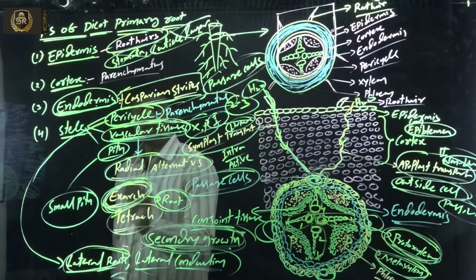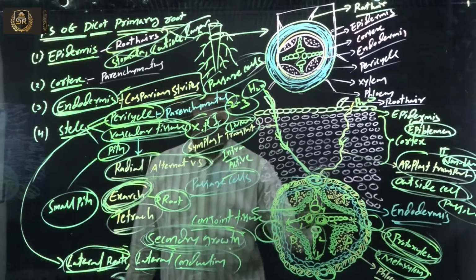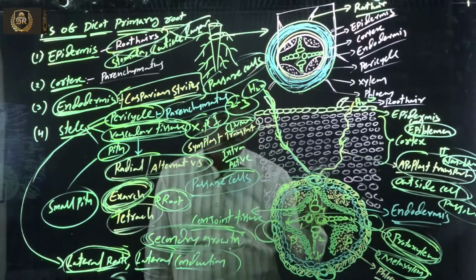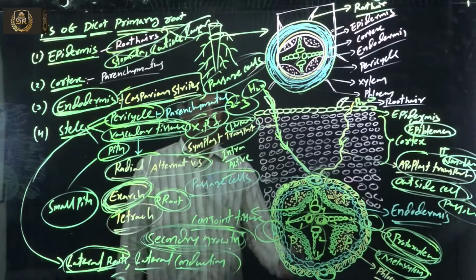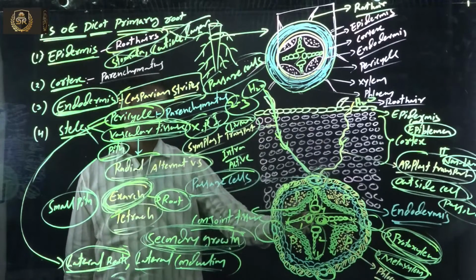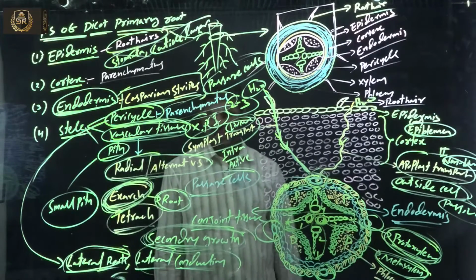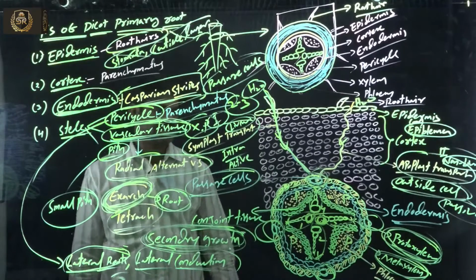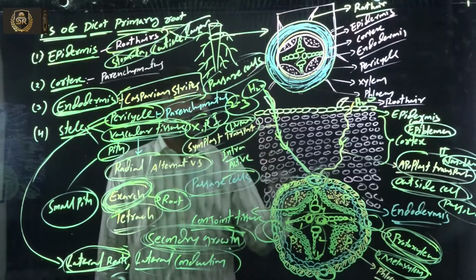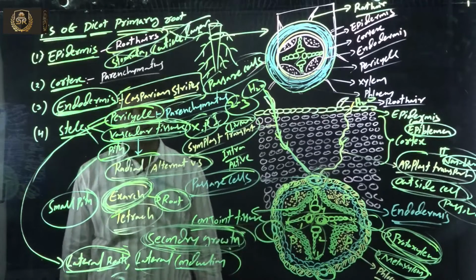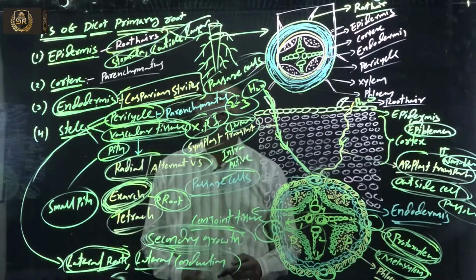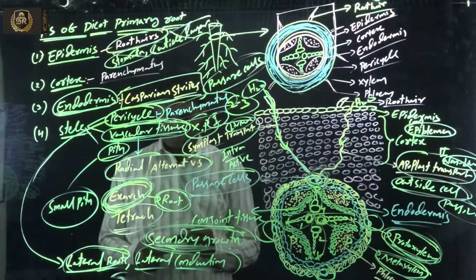Exarch condition is a root characteristic feature. Exarch means protoxylem outside, metaxylem inside. Exarch condition is a characteristic feature of root. Next one, tetrarch, four xylem vessels are present. Reduced or inconspicuous pith is present.